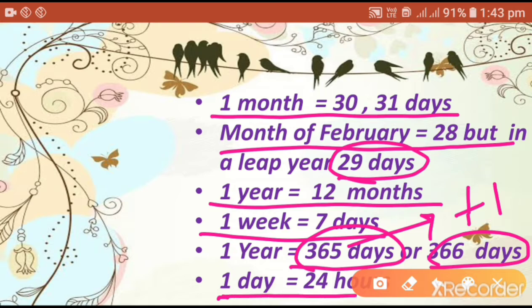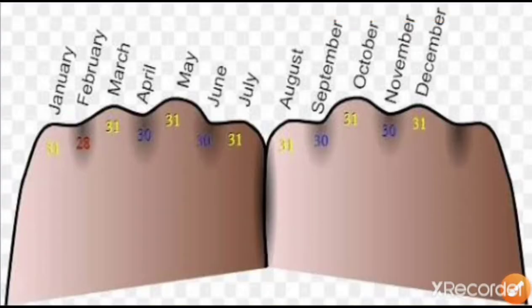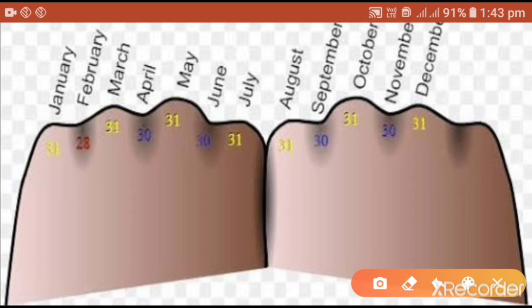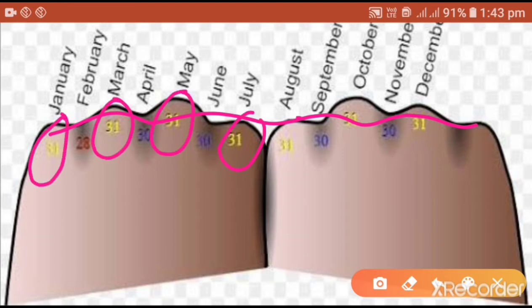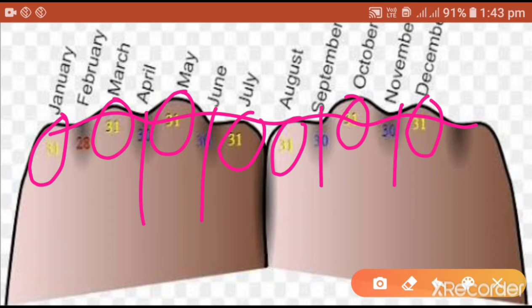Now 1 day is equal to 24 hours. You have to remember this. Now make a fist using your hands. Watch the knuckles upside and downwards. Upside all are of 31 days in a month. Now downwards all are of 30 days in a month. Yellow numbers are of 31 days and blue numbers are of 30 days, and February is alone because it has 28 days.